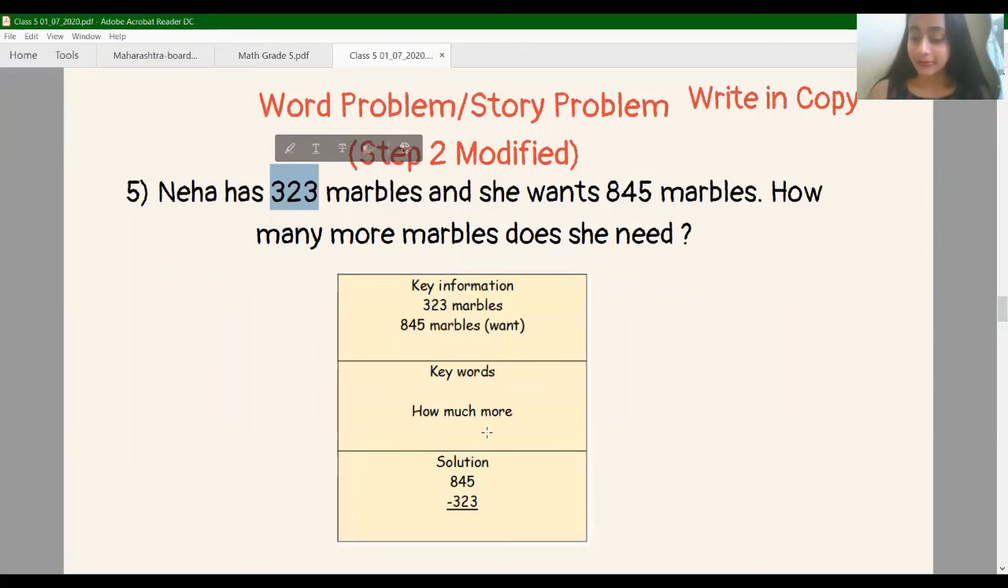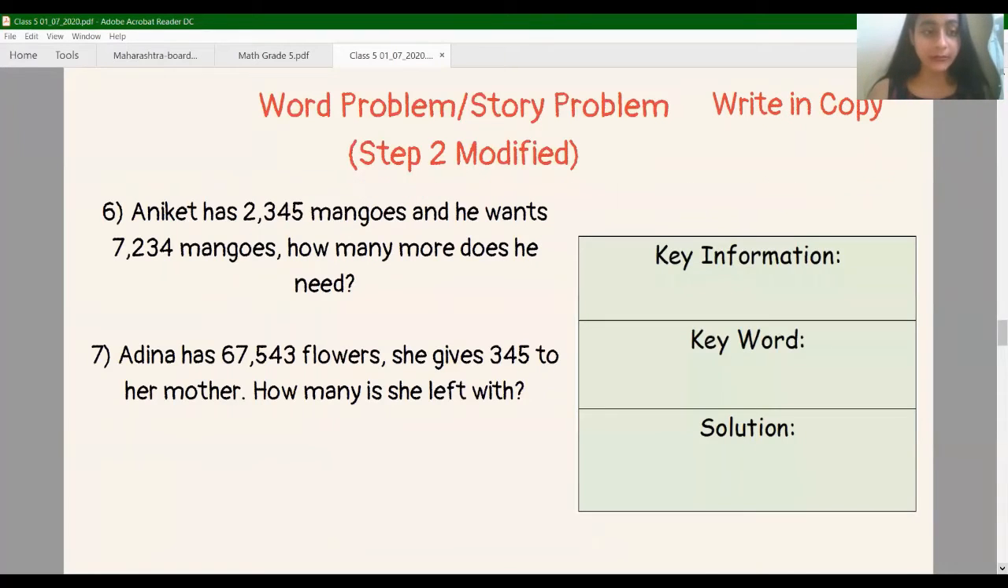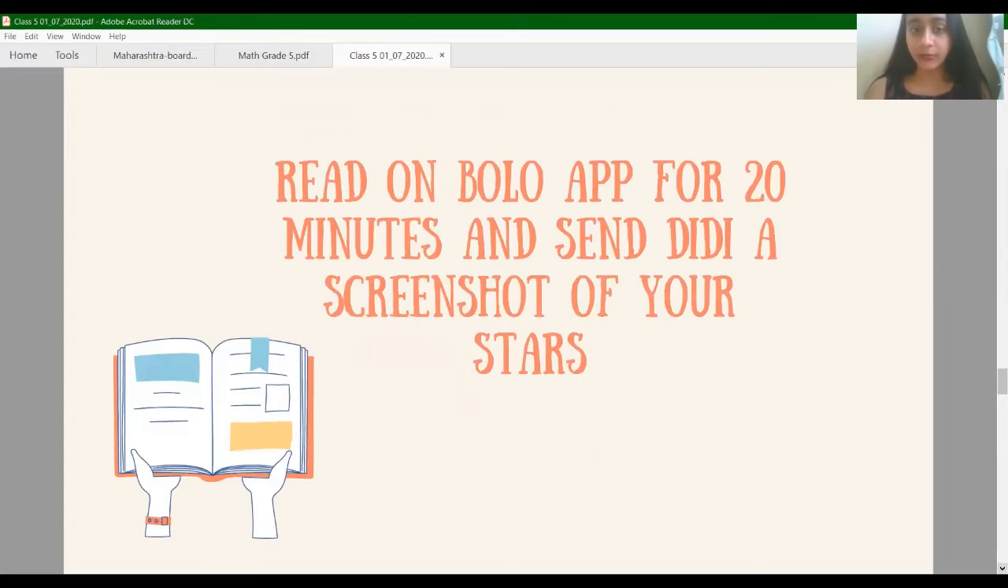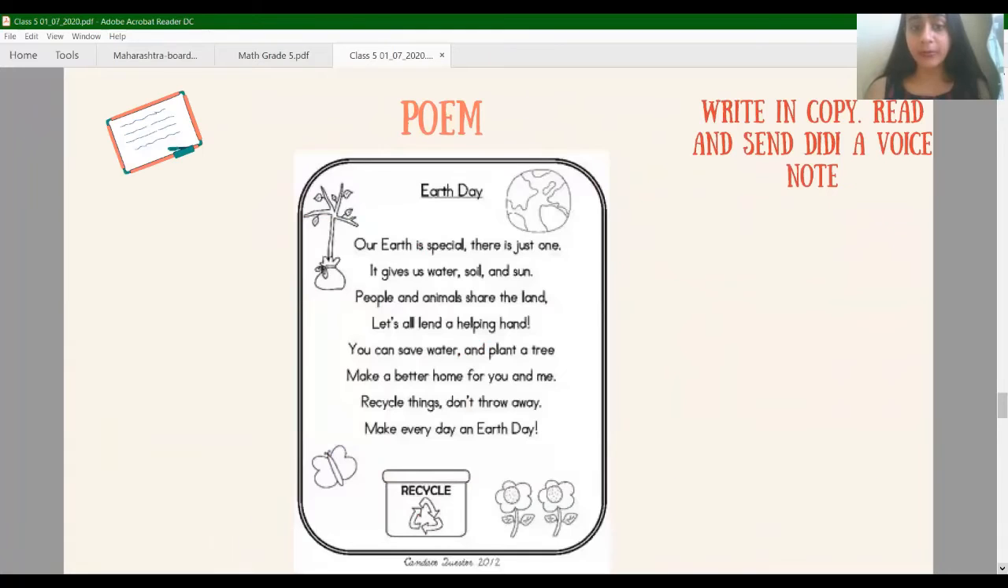Okay. All right. In the same way, you will do these two sums, and that is all for your math today. And on this page, you will read these numbers, and you will send me a voice note. You read on Bolo App for 20 minutes.